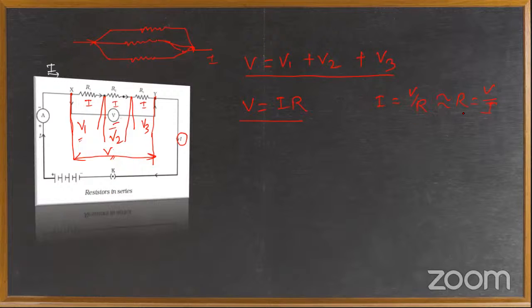What we are writing in different forms, I am just rearranging the terms. Okay, I am taking this V on one side and I and R on the other side. This way we are rearranging. This is the same, just all together. These three formulas are from Ohm's law. V is equal to IR. V is equal to IR.